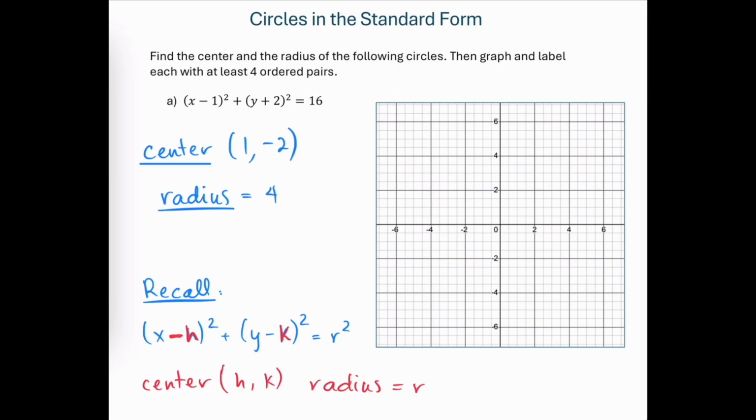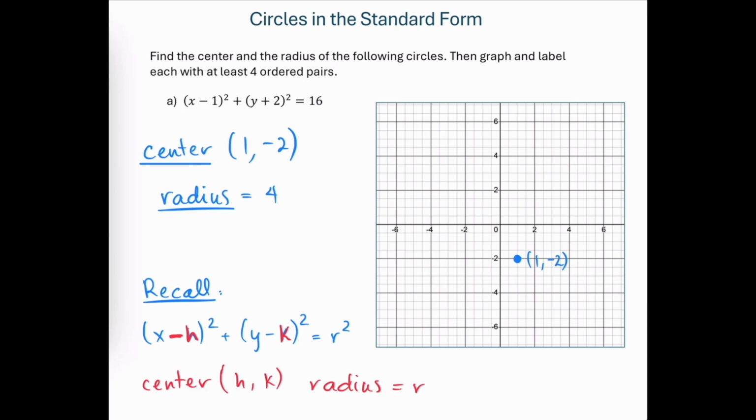So to recap, we get the x-coordinate of the center by looking at the opposite of what's inside here. The y-coordinate comes from the opposite of what's inside here, and the radius comes from the square root of this number on the right. So now let's plot these values and graph the circle. So the center is at 1, negative 2. We'll plot our point as well as label it.